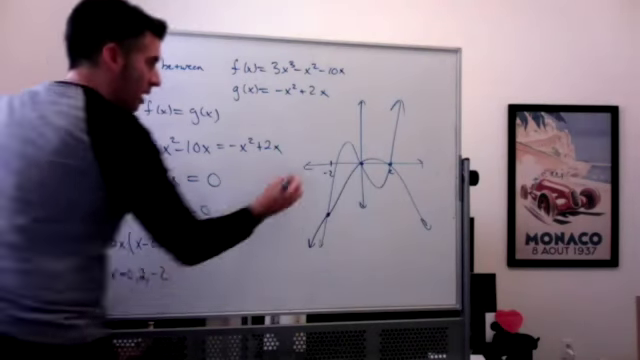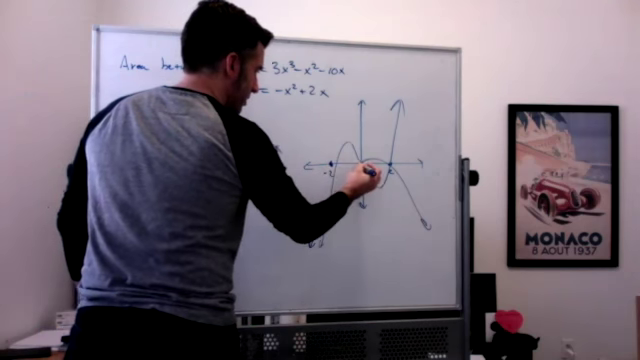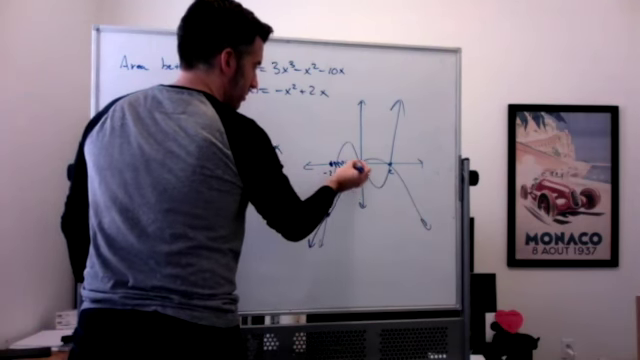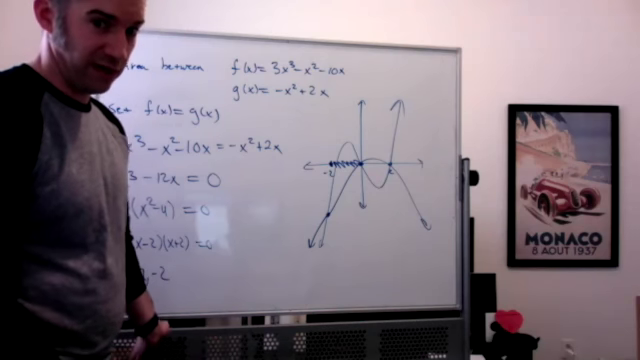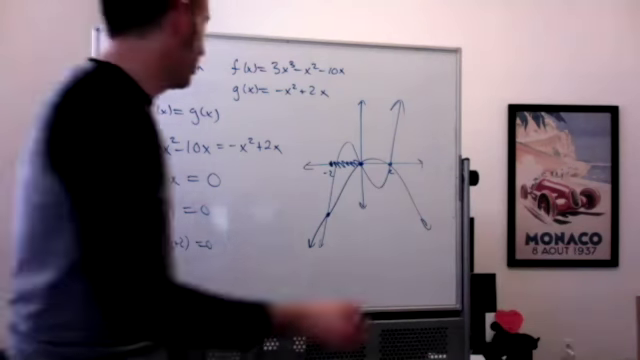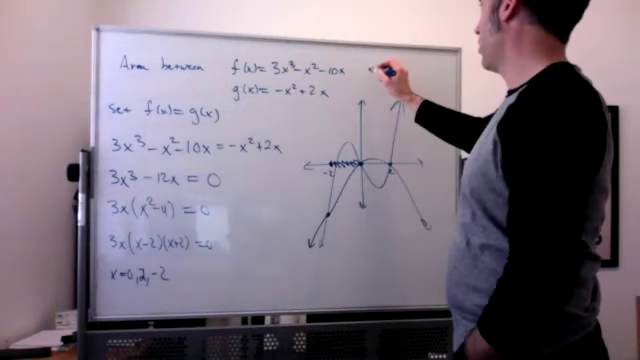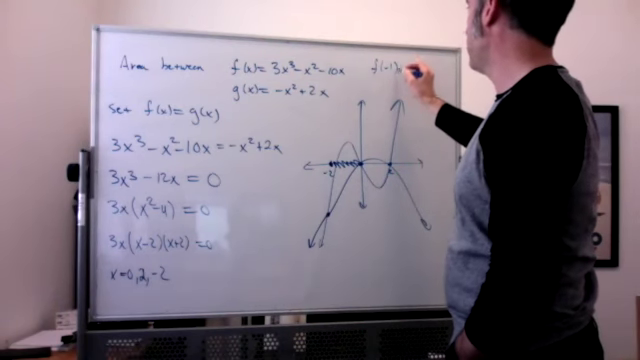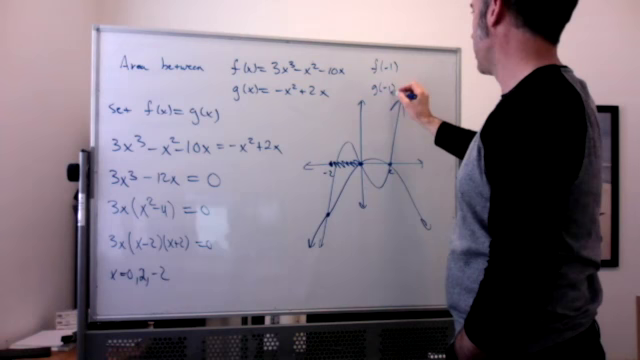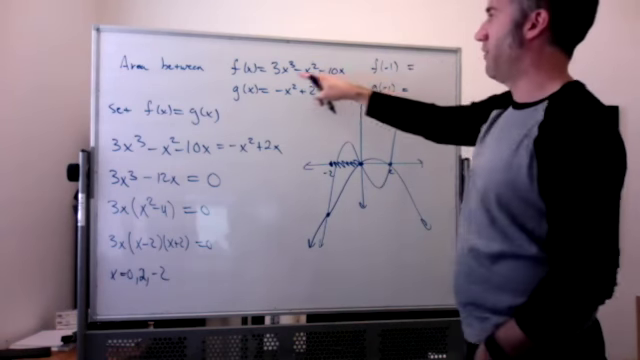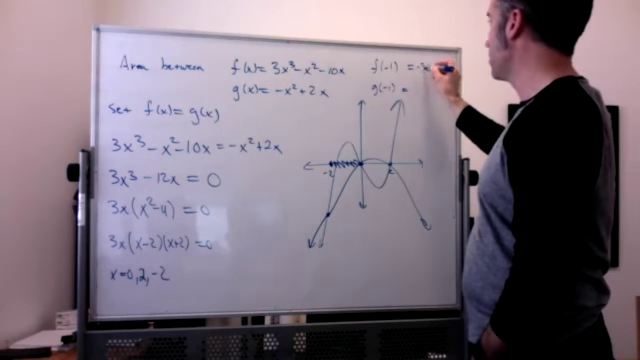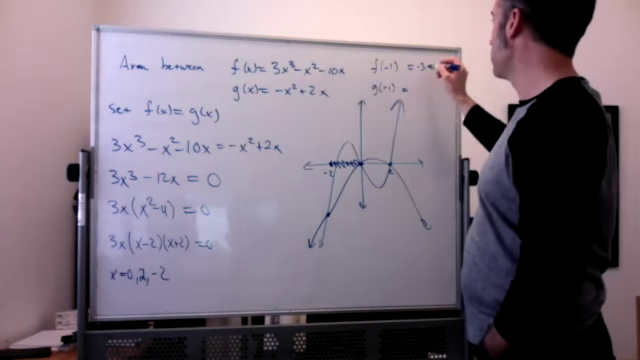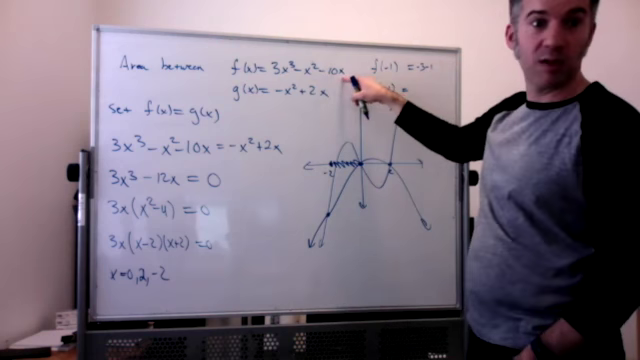So between negative 2 and 0, how am I going to figure out which one's bigger? Well, I'm going to pick a point between negative 2 and 0. I'm going to pick negative 1. So which is bigger? f of negative 1 or g of negative 1? Well, f of negative 1 is 3 times negative 1, which is negative 3, minus 1, minus 10 times negative 1 is plus 10.